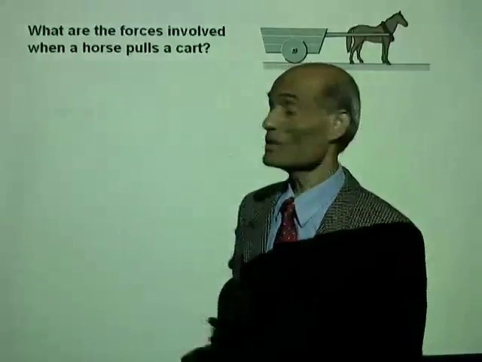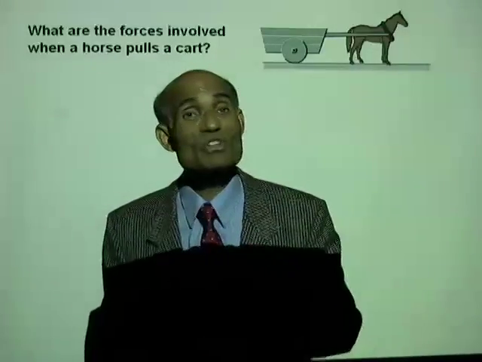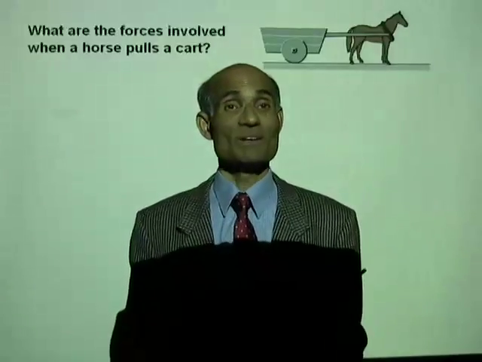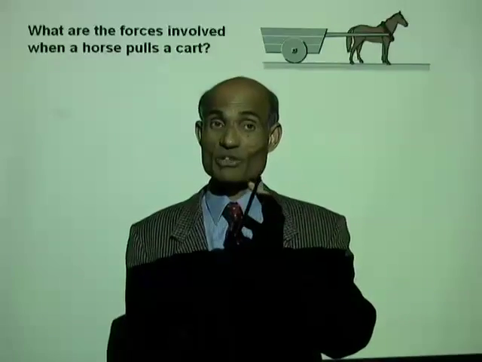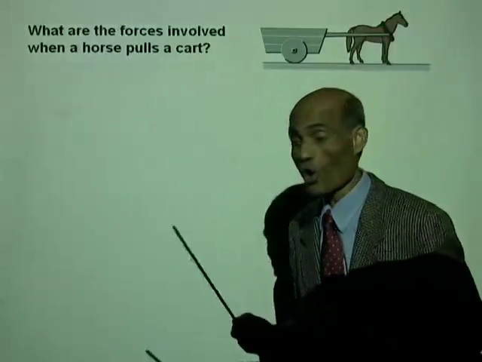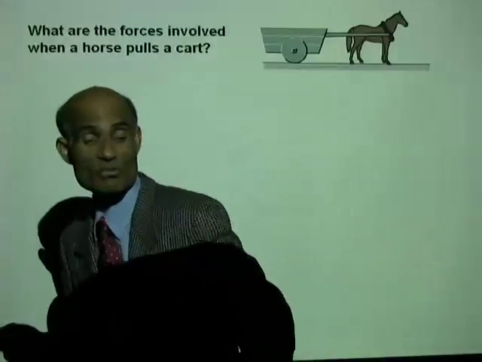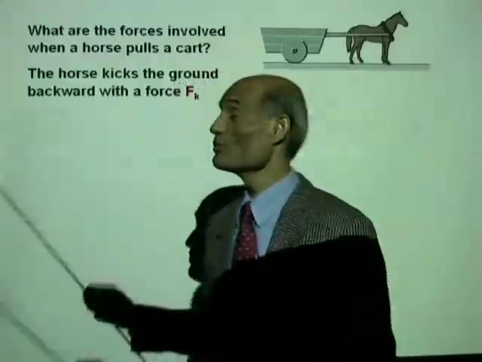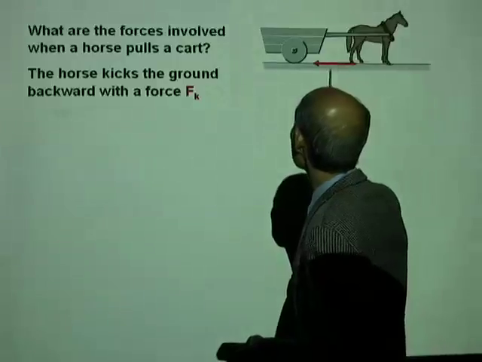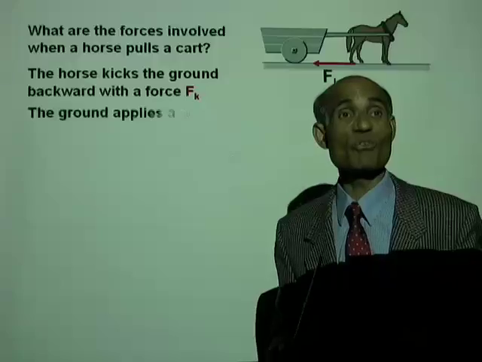Well, do you see that the cart is tied to the horse? That means the horse and the cart forms a single system. So the action here is not the horse pulling the cart. The action here is the horse kicking the ground. See that? The horse is kicking the ground. That is the action. The horse kicks the ground backward with a force F sub K, the force of the kick.